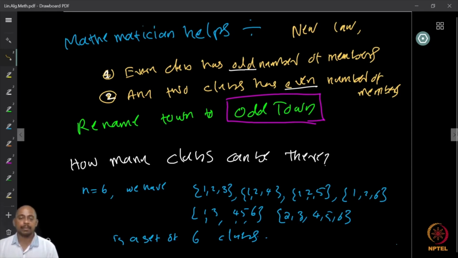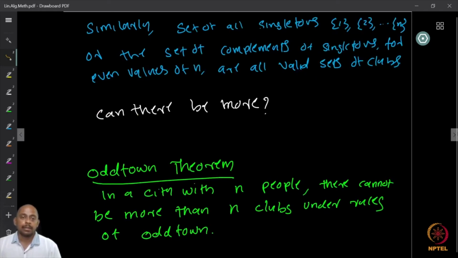Now the question is, can there be more than n clubs, right? If it is only n, then it's a huge success, because from 65,000 we are bringing it down to just 32, because 32 is the number of people in that city. So the odd town theorem says that in a city with n people, there cannot be more than n clubs under the rules of odd town. This is a huge improvement, right? So now how do you prove this?